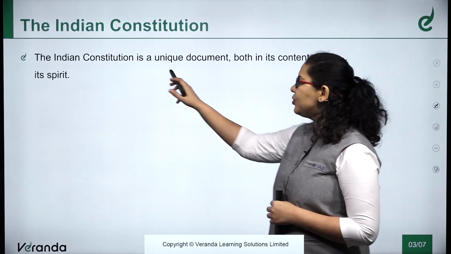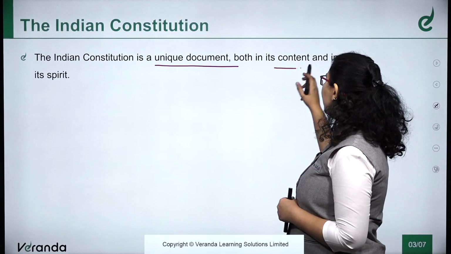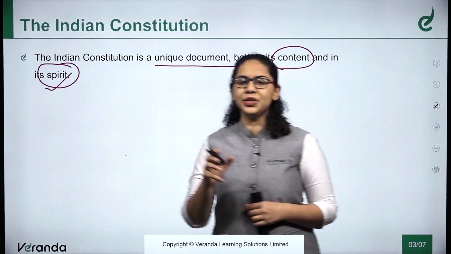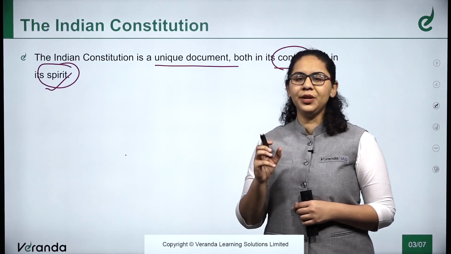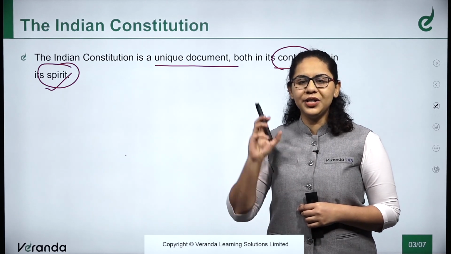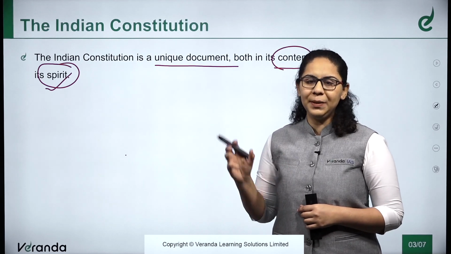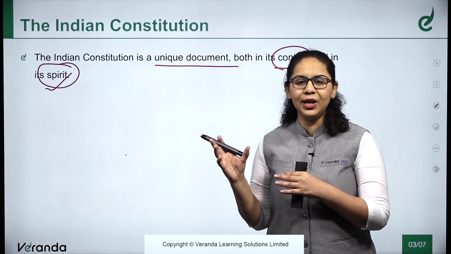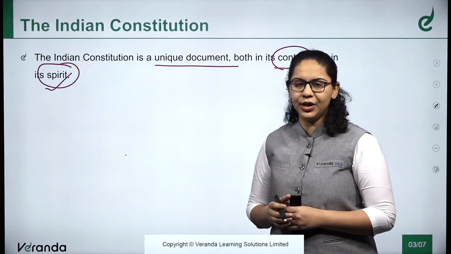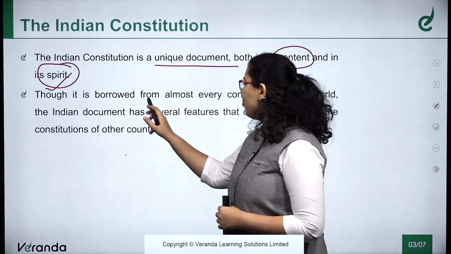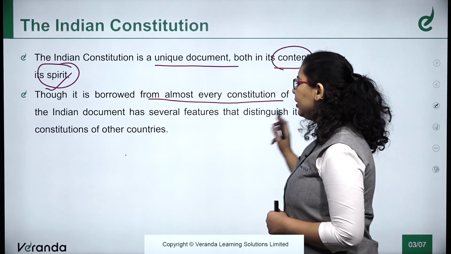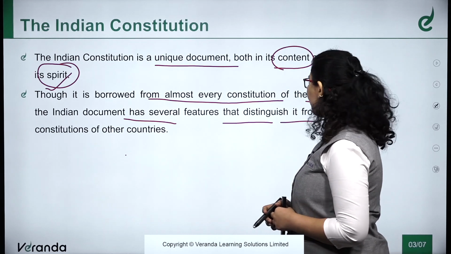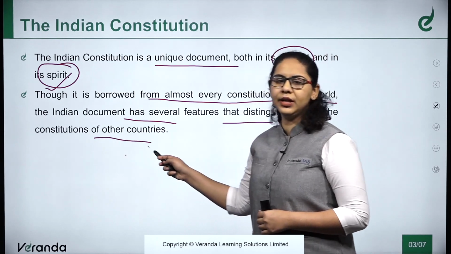The Indian Constitution is a unique document both in its content and in its spirit. We have features which make Indian Constitution very adaptable to the people, to the vastness of the country and to the diversity of cultures and religions we have in the country. Though it is borrowed from almost every constitution of the world, the Indian document has several features that distinguish it from the constitutions of other countries.